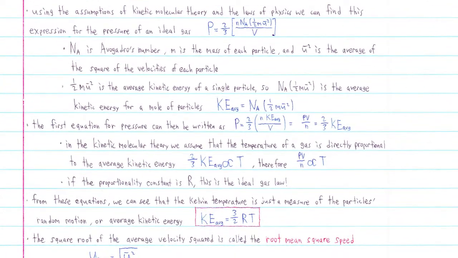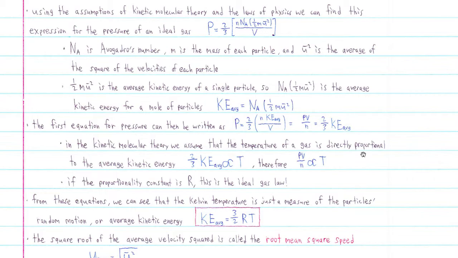And so then we can rewrite the equation for pressure like this, using the fact that Avogadro's number times 1/2 mu squared is the average kinetic energy of a mole of gas particles. So then we can rearrange this to get PV over N equals 2/3 times the kinetic energy.